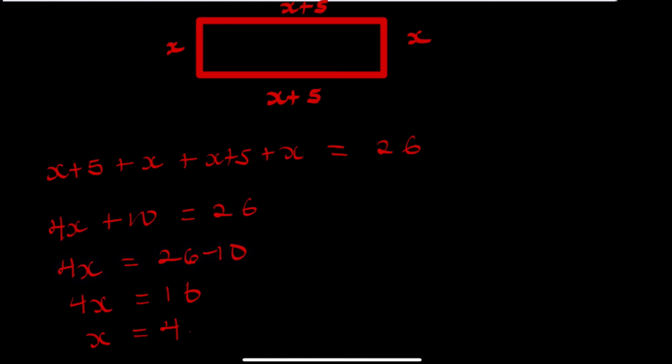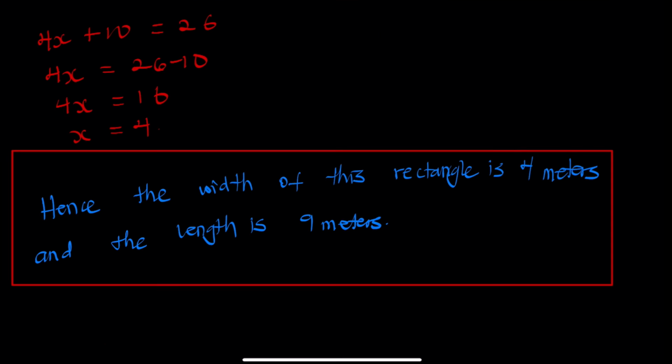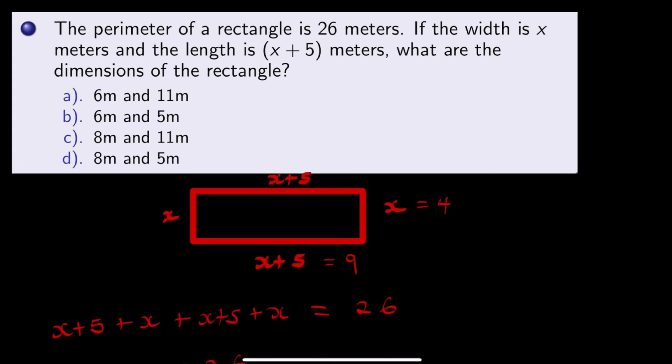And so X is given as 4, which implies that the width is 4 and the length will be given as 4 plus 5, which is 9. Hence, the width of this rectangle is 4 meters and the length is 9 meters. Thus, the correct answer is none of the above options.